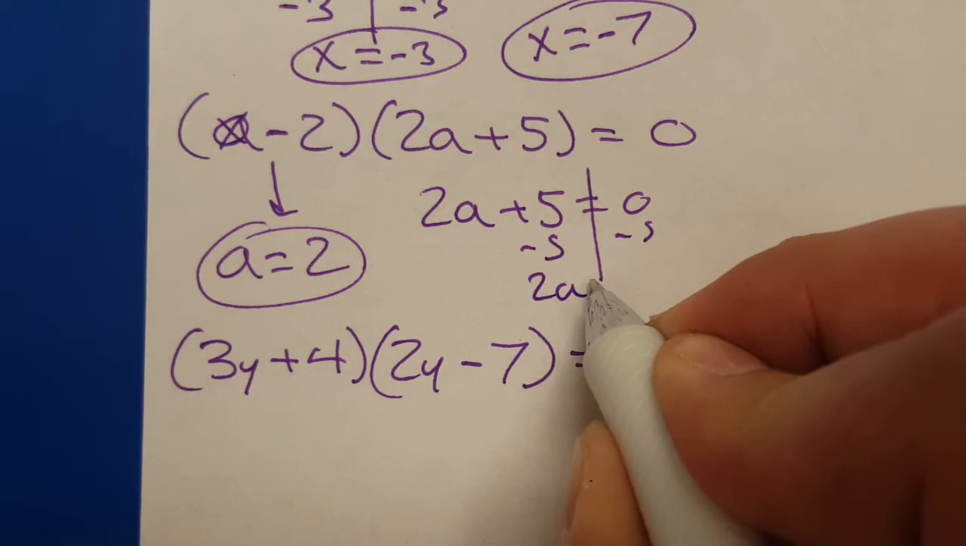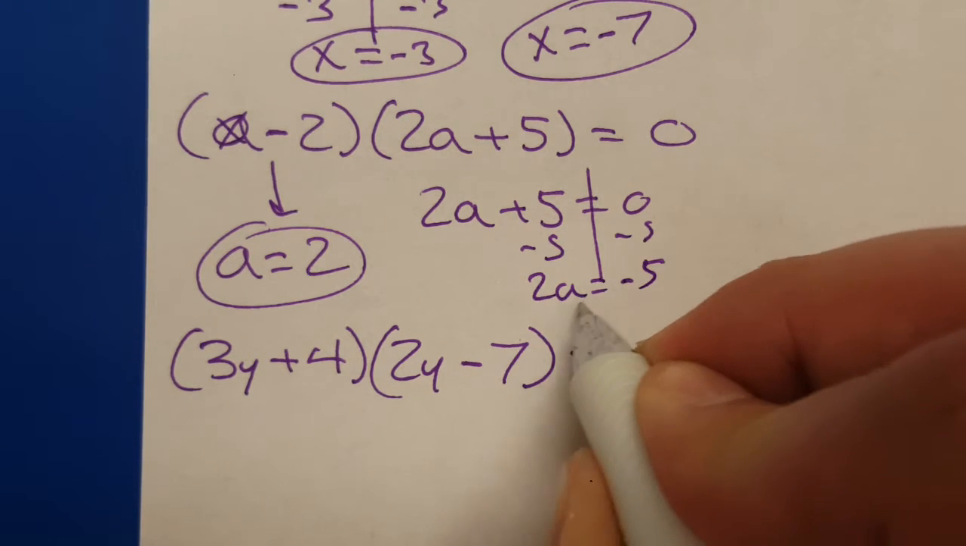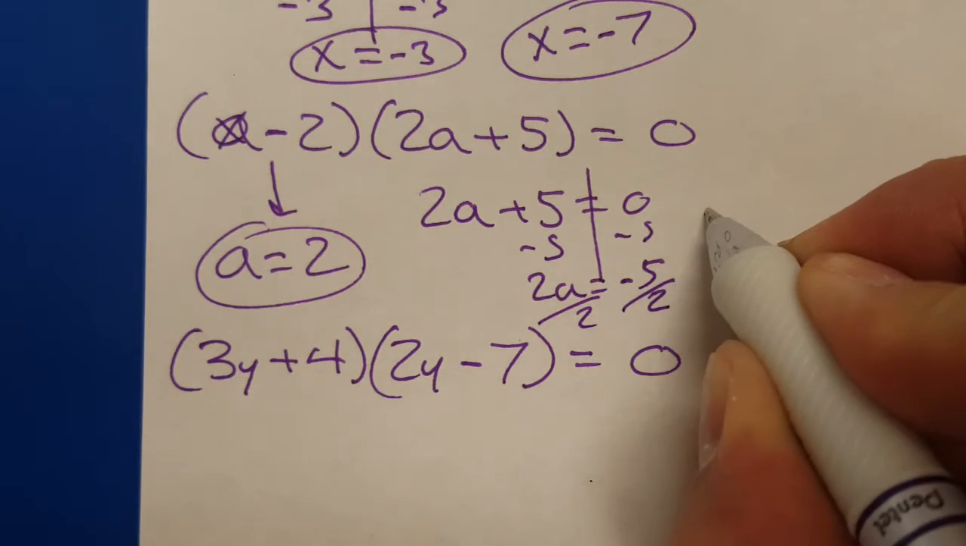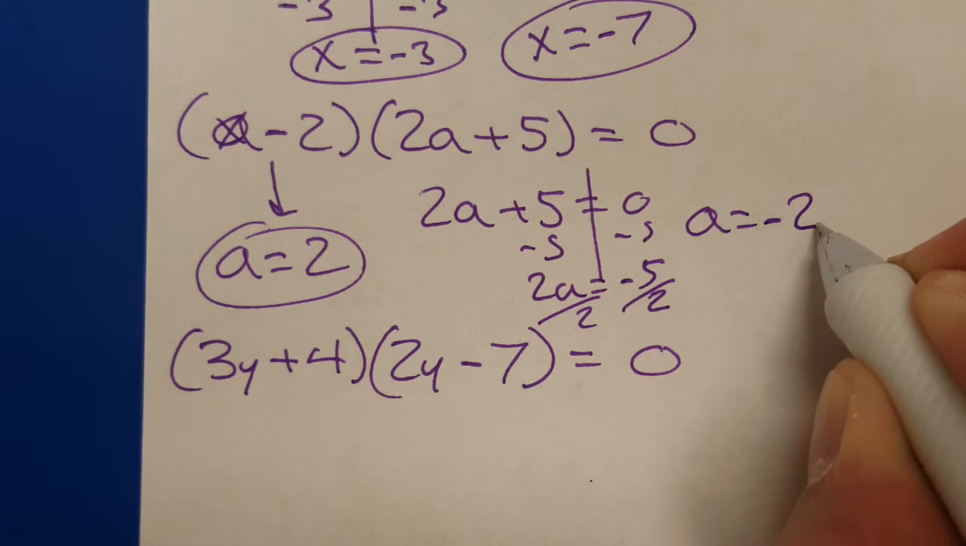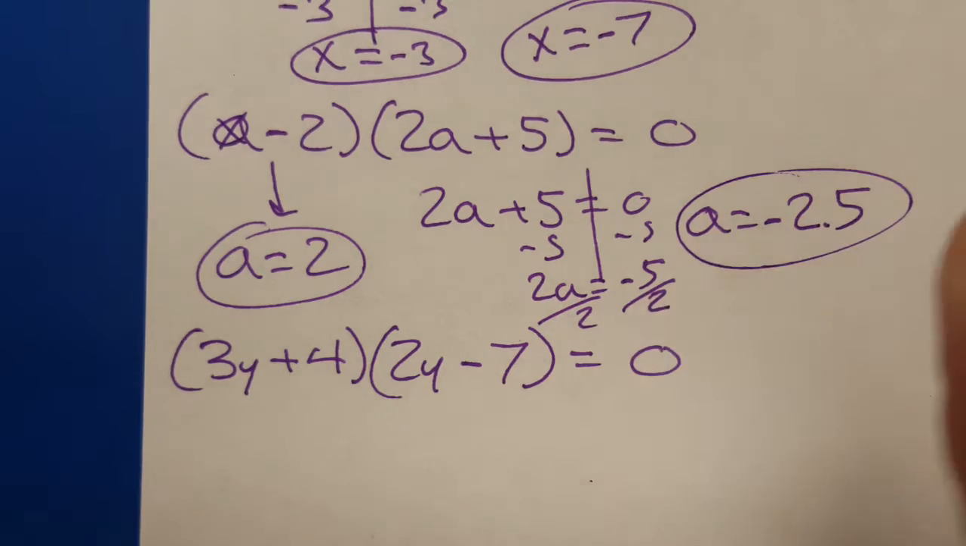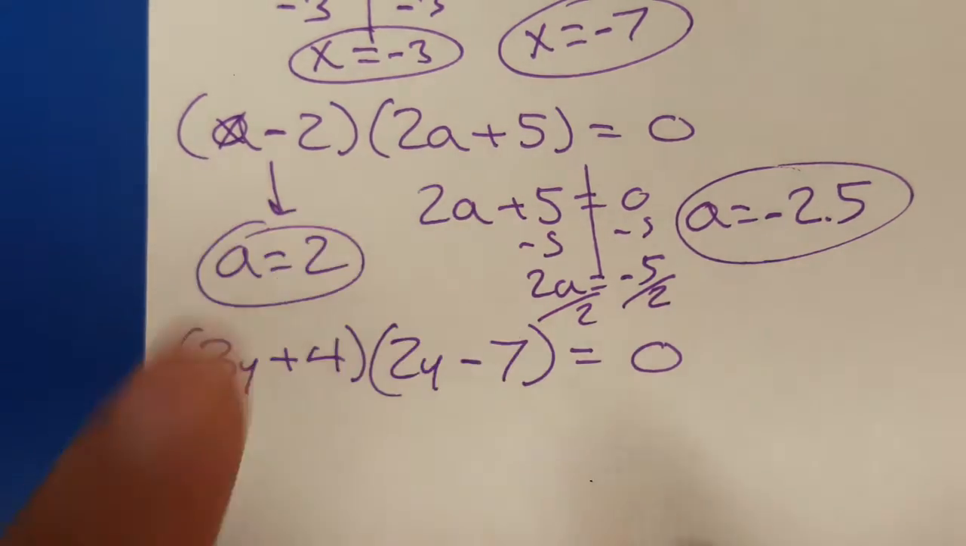Minus 5, minus 5, 2a is going to equal -5. Divide by 2, divide by 2, a is going to equal -2.5. So these are the two numbers that you need to get you a 0.